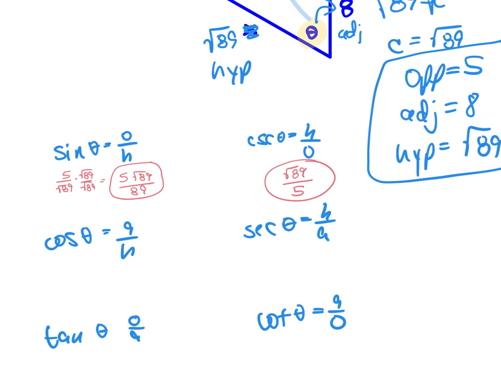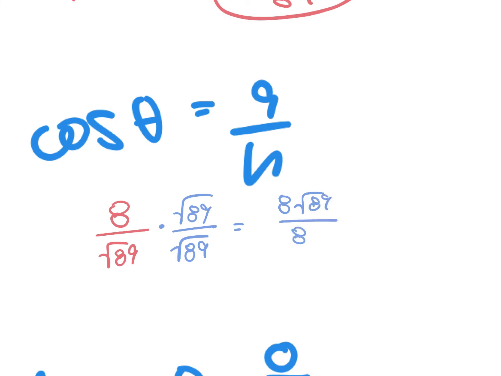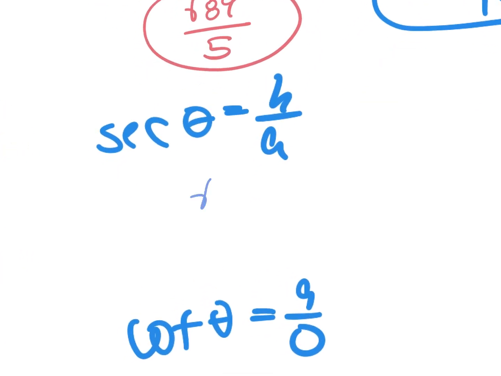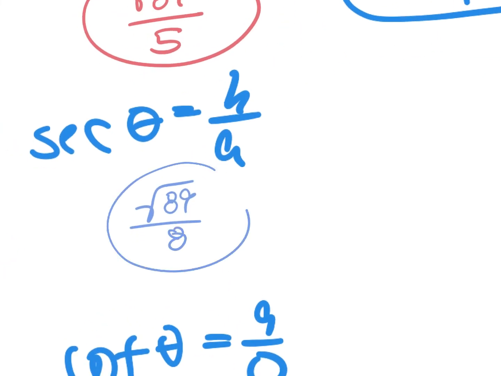Cosine, adjacent over hypotenuse. So 8 over the square root of 89. Is that okay? What do I have to do? Yeah, we have to rationalize. We're going to multiply top and bottom by the square root of 89. So I have 8 root 89 over 89. Can you cancel anything out with 8 on the outside and 89 in the bottom? No. If they did have something in common, you could, but they don't, so just leave it. So then I come on over here, and I have hypotenuse over adjacent. So it's the square root of 89 over 8. And that's it.